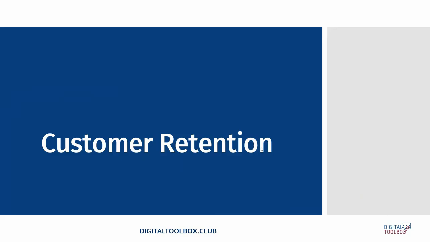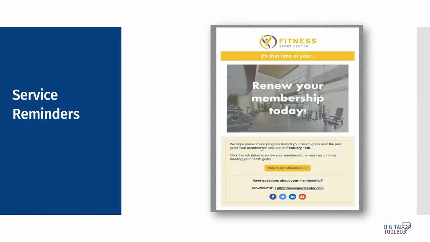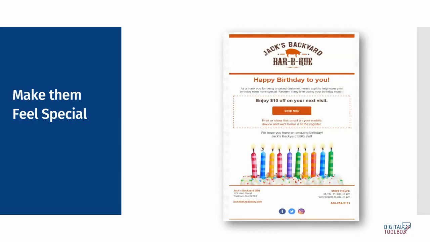And finally, that information is really useful when it comes to customer retention. You can use marketing and email automation to send service reminders. Hey, your membership is about to expire. Renew today. Making them feel special, getting people on a birthday list. Again, giving them a reason to stay in touch with you, to reconnect and use more of your services.